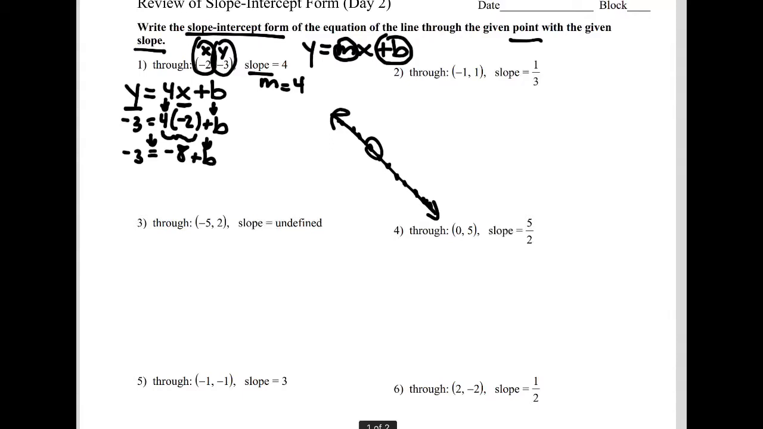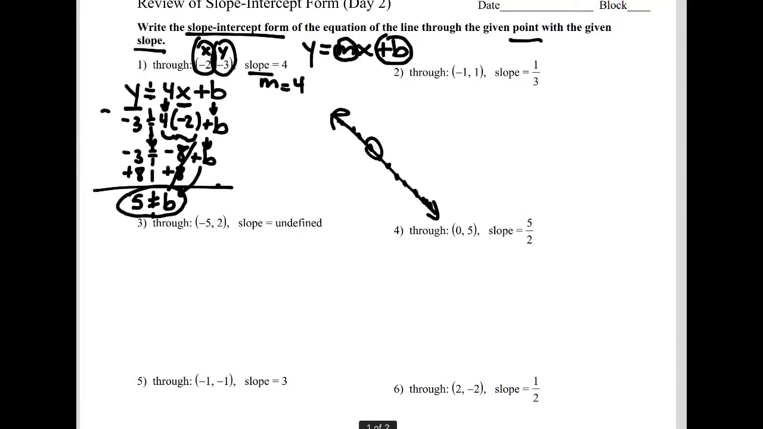Because remember, we're trying to solve for b. We want to get b by itself, that way we know our b. So if we go ahead and add 8 to both sides of our equation, here's our equal sign. Remember, that's going to define where our two sides are. So now I can get rid of those 8's, and now I just have b by itself on one side of the equal sign, and if I add those together, I have b equals 5.